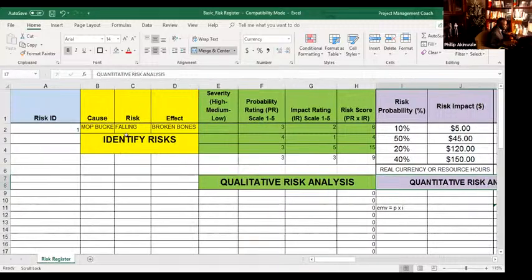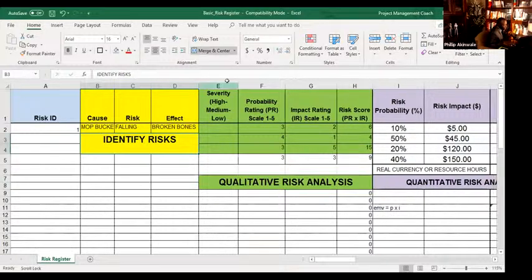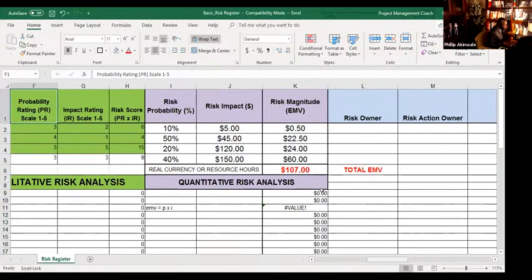So identify risks, do. Your risk management plan, do. Qualitative risk analysis, to some degree, do, even if you're using the lazy high, medium, low. Do. But when it gets to quantitative, hit the skip button if you do not have the capability to do it.